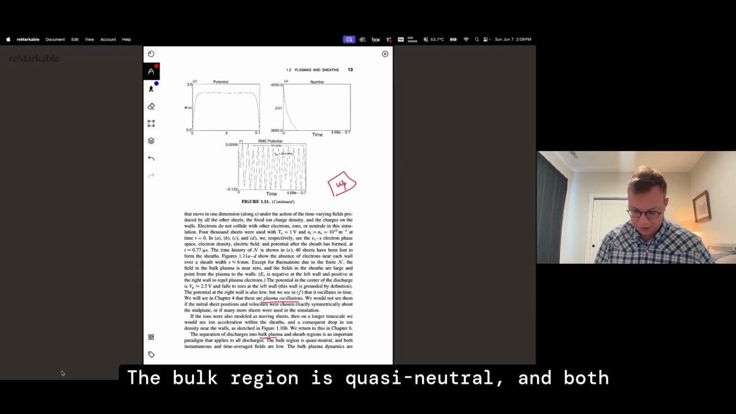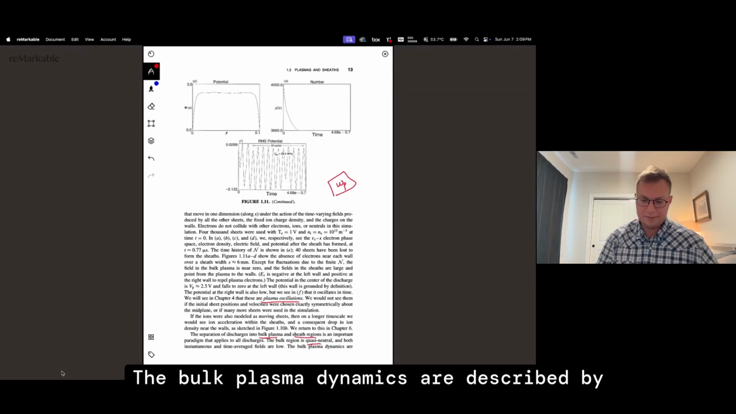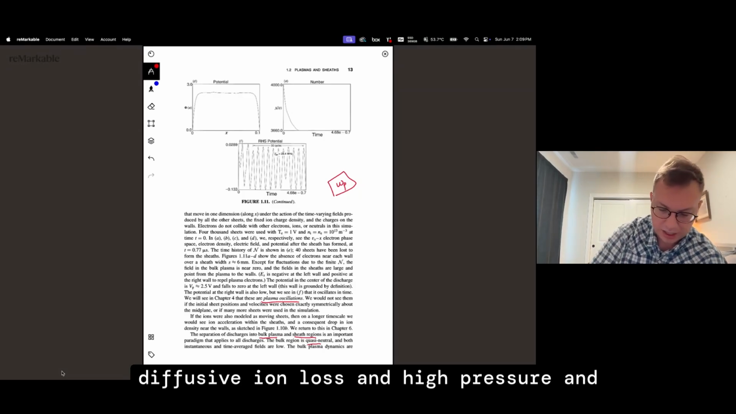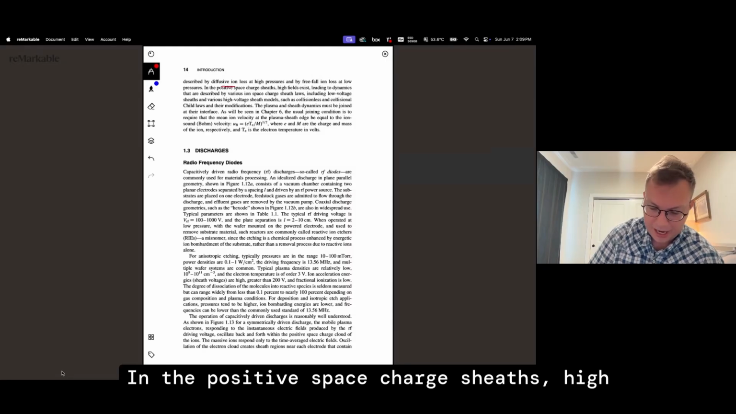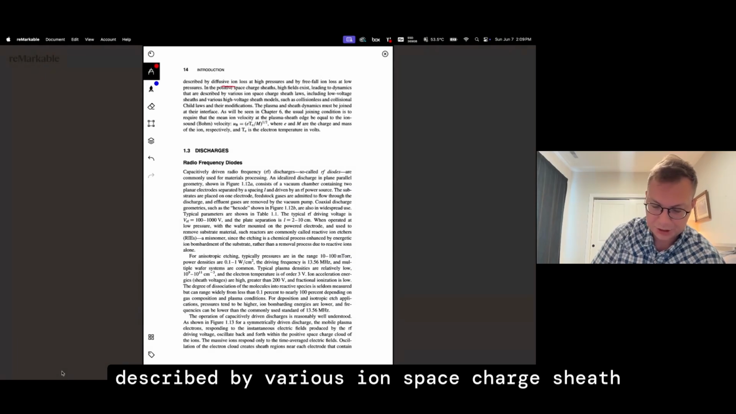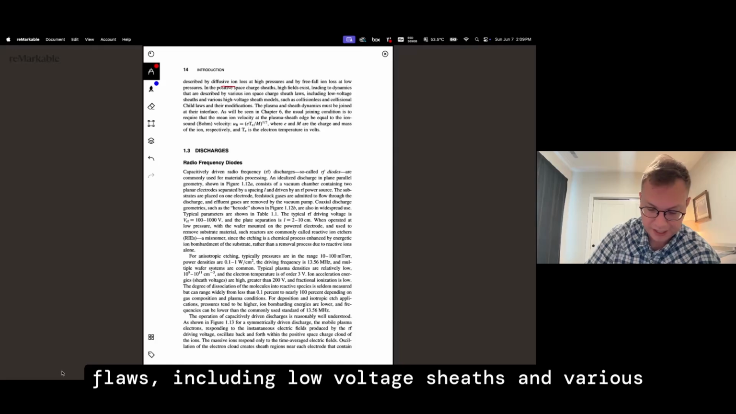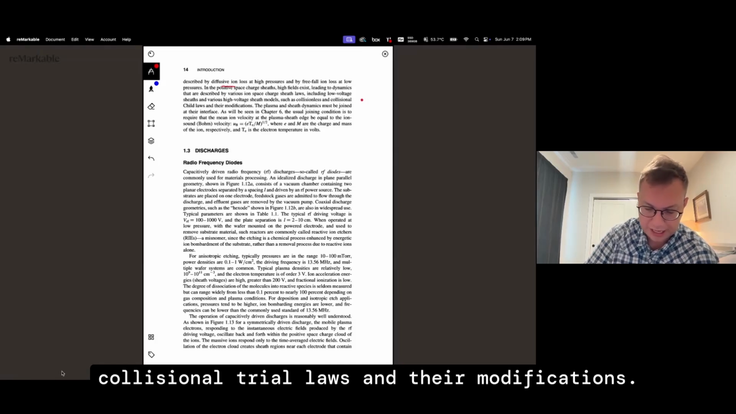The bulk region is quasi-neutral, and both instantaneous and time-averaged fields are low. The bulk plasma dynamics are described by diffusive ion loss at high pressure and free fall ion loss at low pressures. In the positive space charge sheaths, high fields exist, leading to dynamics described by various ion space charge sheath laws, including low voltage sheaths and various high voltage sheath models, such as collisionless and collisional Child laws and their modifications.